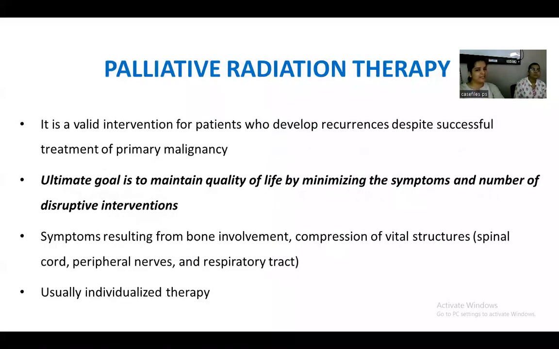Now coming to palliative radiation therapy, it's a valid intervention for patients who develop recurrence despite successful treatment of the primary malignancy. The ultimate goal is to maintain quality of life by minimizing the symptoms and the number of disruptive interventions. Symptoms resulting from bone involvement or compression of vital structures can be treated well, and it is basically an individualized therapy, depending on the person.